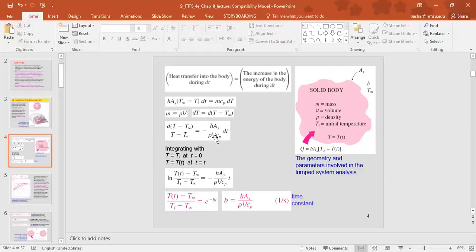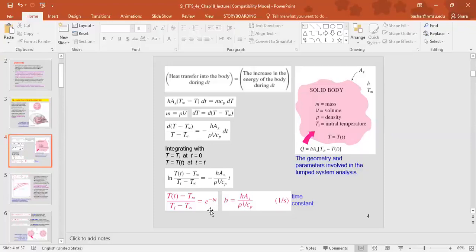So this is the temperature distribution after integrating this equation. The B here, as we mentioned, is the inverse of the time constant, hAs divided by rho V Cp. Pay attention here, the As is the surface area of the solid body. The density is the density of the solid body. The V is the volume of the solid body. The Cp is the specific heat at constant pressure of the solid body. The h is the convection heat transfer coefficient of the fluid. The T infinity is the free stream temperature of the fluid. The Ti is the initial temperature of the solid body.